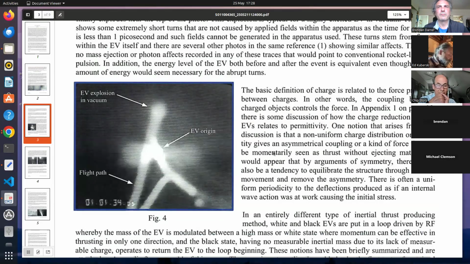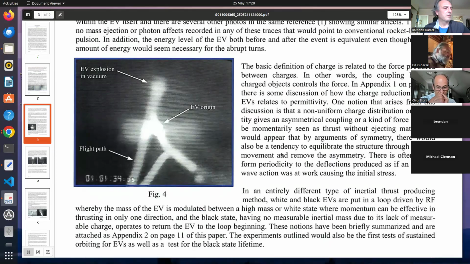The basic definition of charge is related to the force produced between charges. In other words, the coupling between charged objects controls the force. In Appendix 1 on page 10, which we'll look at tomorrow or next week, there is some discussion of how the charge reduction seen in the EV relates to permittivity.